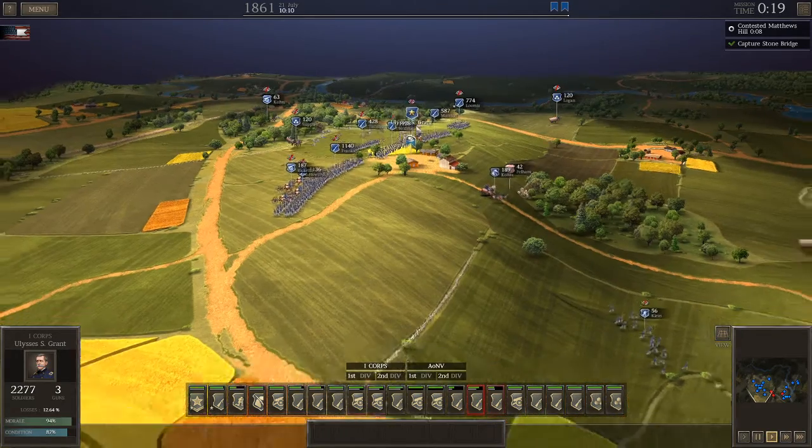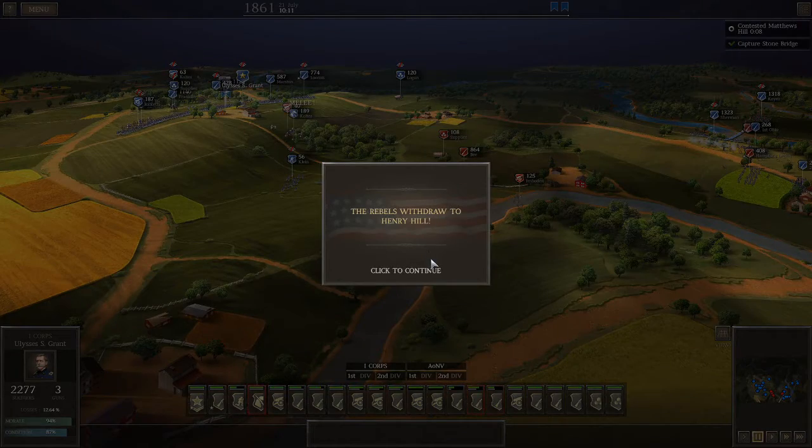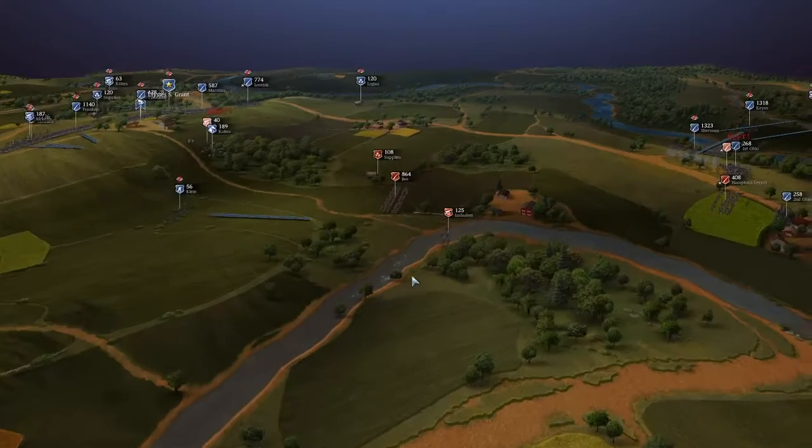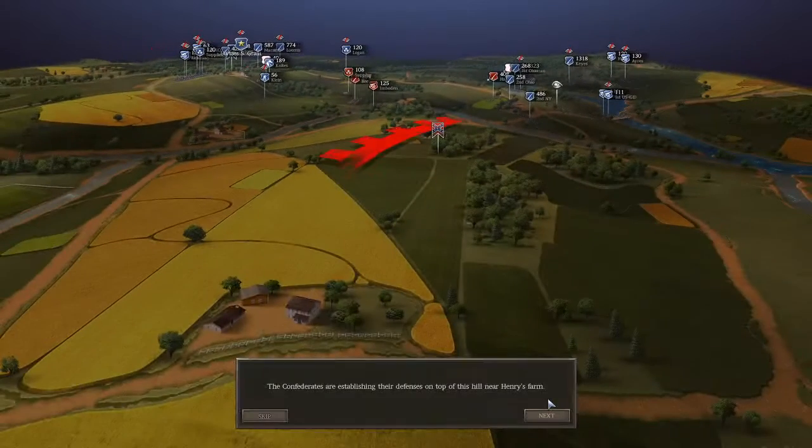Yep, we secured Matthews Hill, but, oh, we're waiting to secure it. The rebels are trying to withdraw to Henry's Hill. We outnumber the enemy and we must keep pushing forward.